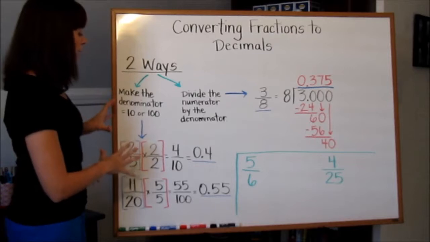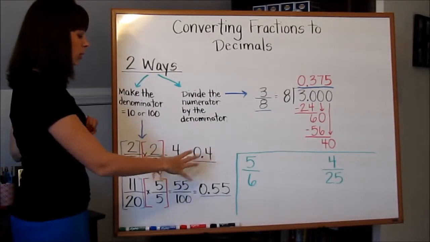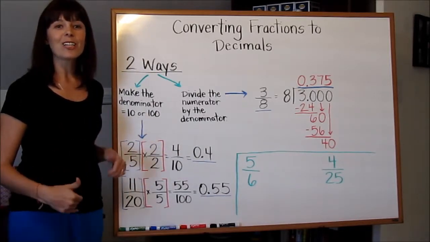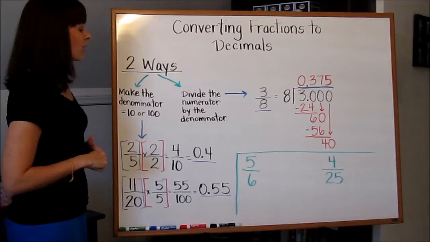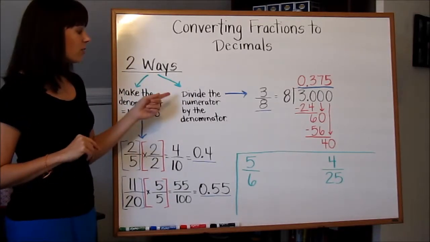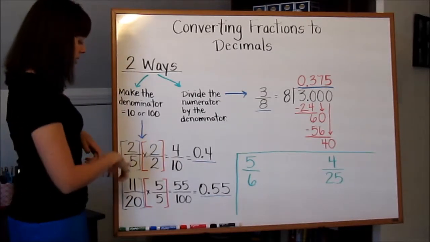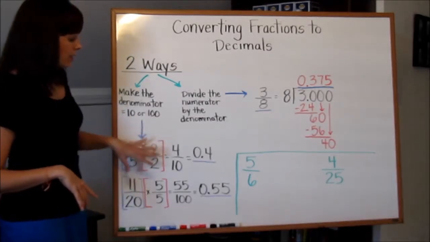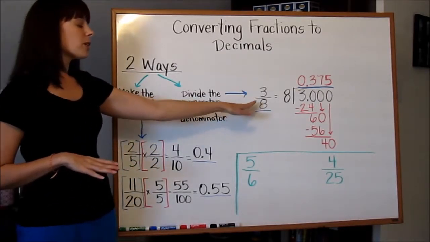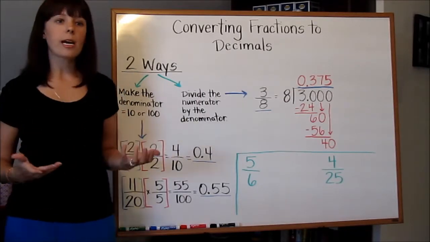So that's one way that you can convert a fraction to a decimal, and that's if you can convert your denominator to a power of 10. Another way that you can convert a fraction to a decimal is to divide the numerator by the denominator. You can do that with these over here too, but this one's easier if you can do it this way. But let's say you have a denominator that you cannot make a 10 or 100, such as 6 or 8.